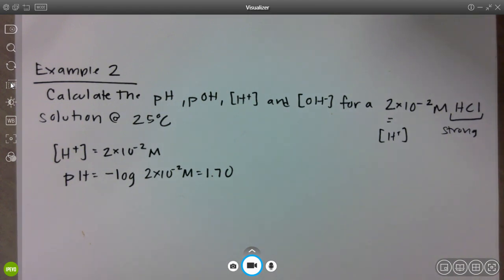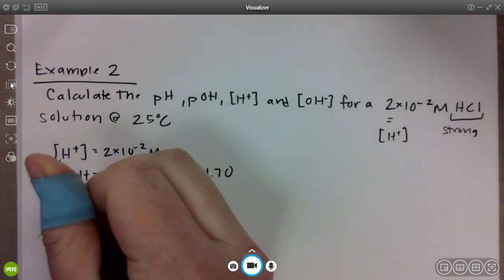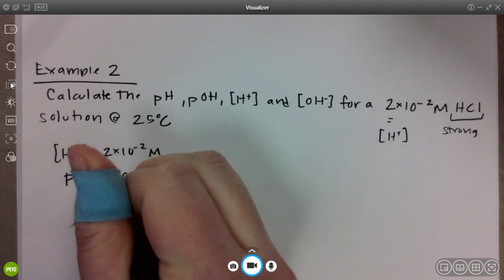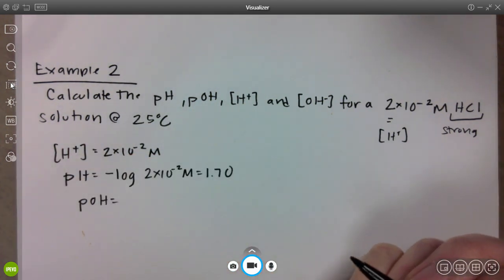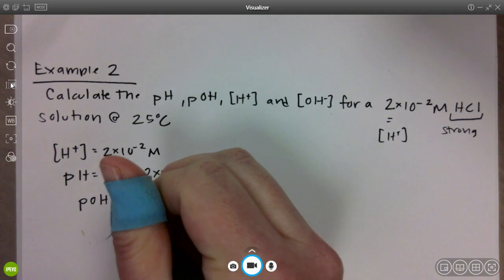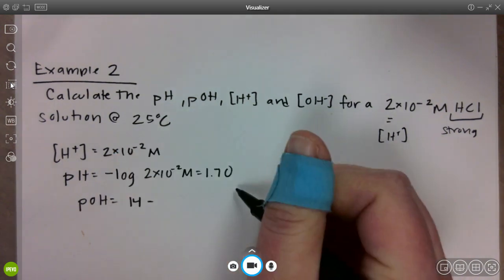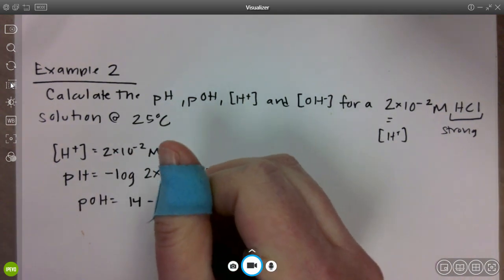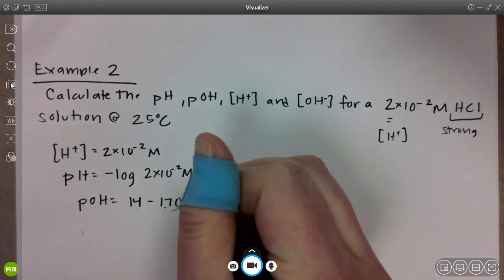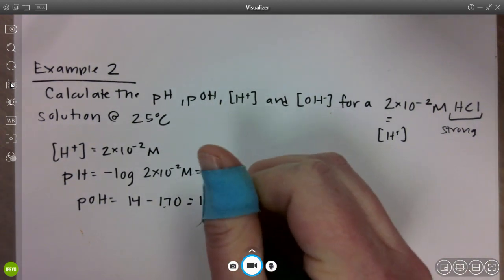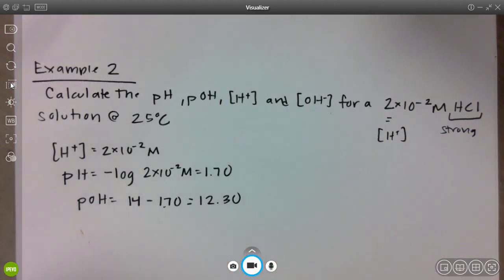I'll tell you what I think is my easier option, but it's up to you. If it's me, I'm going to find my pOH next, because I think that math is easier. So I'm going to do pOH and figure that out. And it's 14 minus my pH, which is 1.7. And when I do that subtraction, I get a pOH of 12.3.